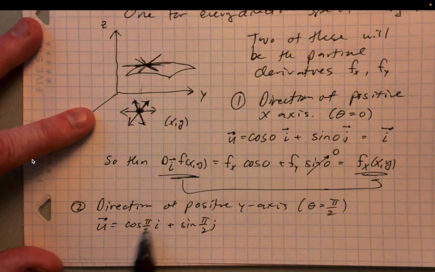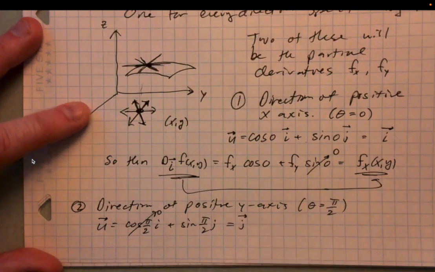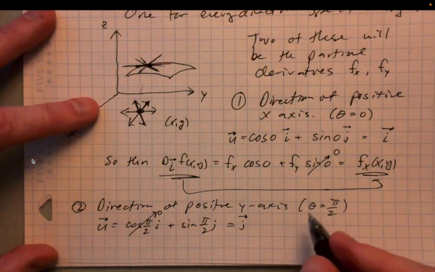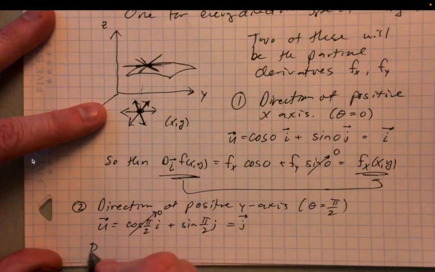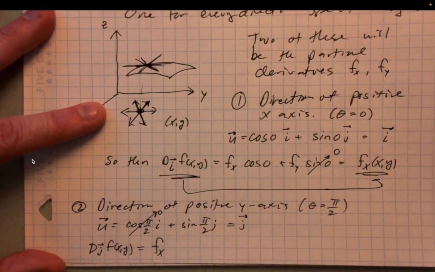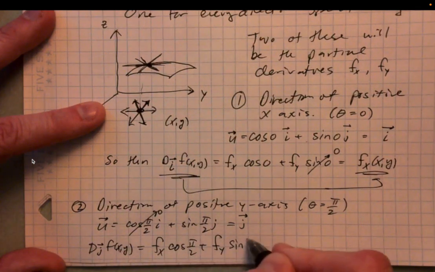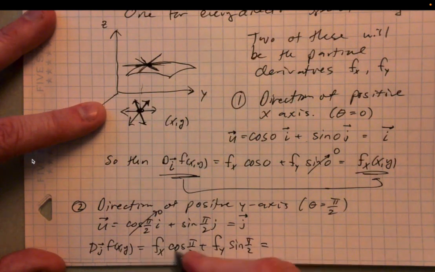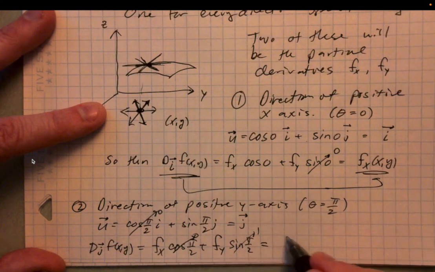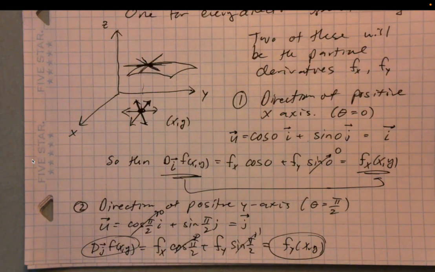Okay, and then again here, cosine of pi over 2 is 0, right? So you're just left with 1 times j, so this is just the unit j vector. Right? And so in this case, you've got d, the derivative in the direction of the j vector of f of x y, is again going to be f sub x of cosine of pi over 2 plus f sub y of sine of pi over 2. Right, and so here again, this is 0 and this is 1, so we get f sub y. Right, and so these two are equivalent when the direction of interest is the direction of the positive y-axis.